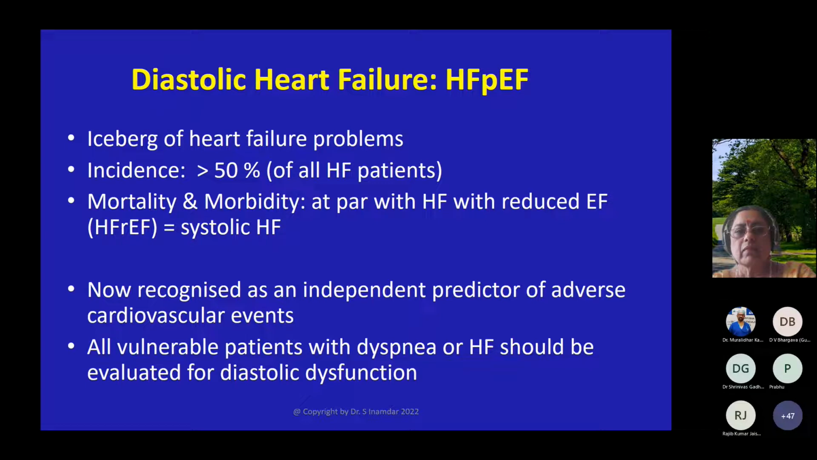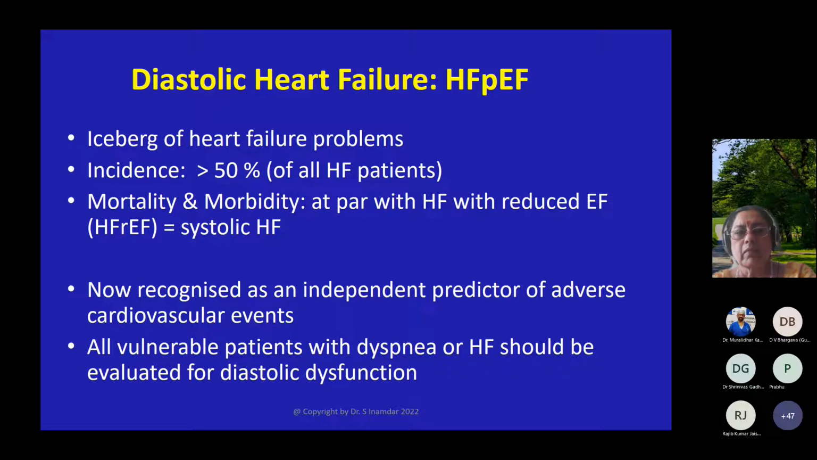It was there, but we were not able to find it. It is an iceberg of heart failure problems. Incidence is more than 50% of all heart failure patients. Mortality and morbidity is at par with heart failure with reduced ejection fraction, that is known as HFrEF.